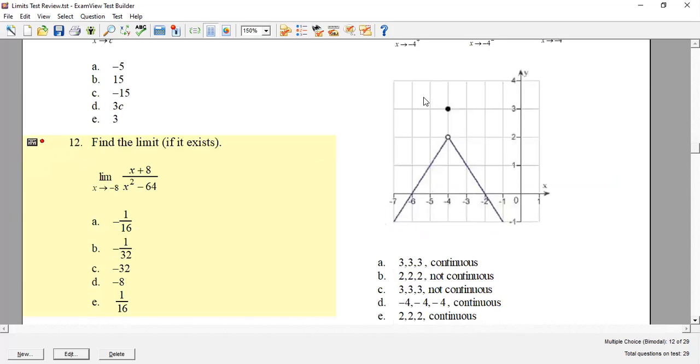We're going to jump down to number 12. What do you notice about this one? What happens if I plug in negative 8? I have that 0, right? So that tells me right there I can't do direct substitution without doing something else. Okay. So if you need to write down this function, I'm going to write it down in just a second. So we have x plus 8 over x squared minus 64. How do I factor that bottom?